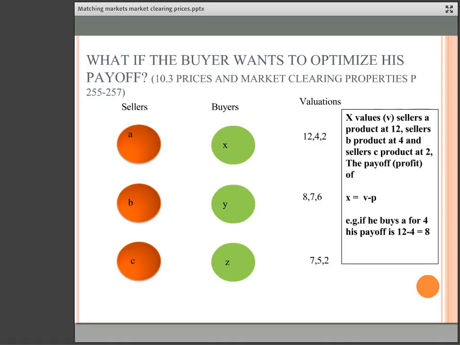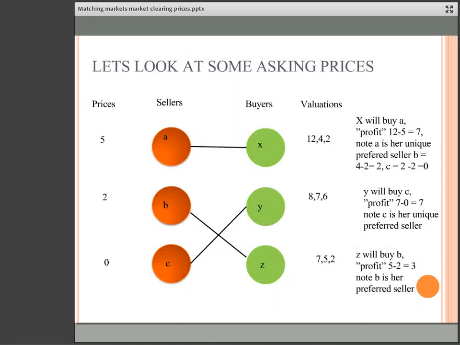So, for example, if he buys A for 4, so he spends $4 or euros for it, and his value for that room, how much he values it himself, is 12, then in a way his profit is 8. And now what we are doing is we're optimizing for the profit. And if you look at some asking prices, here I have put just some random prices. The price of A is 5, the price of B is 2, and the price of C is 0.